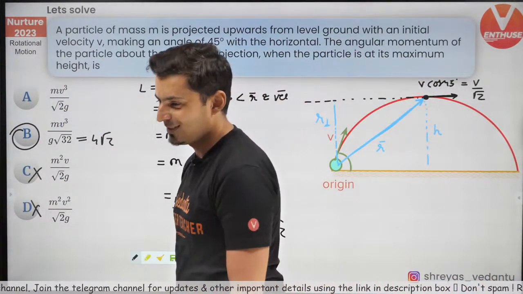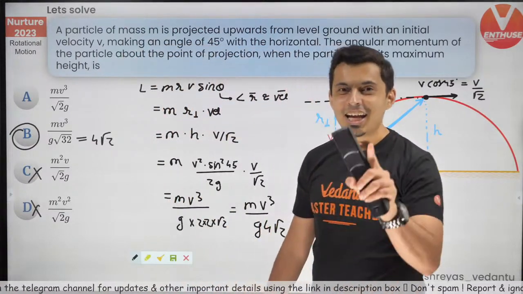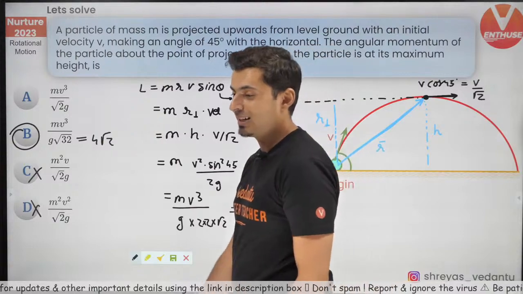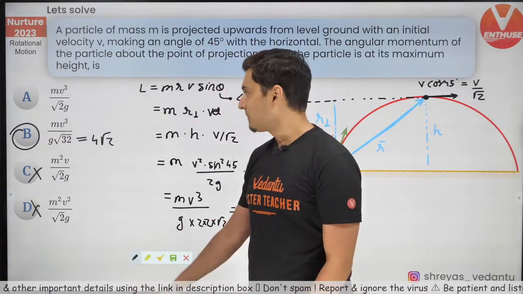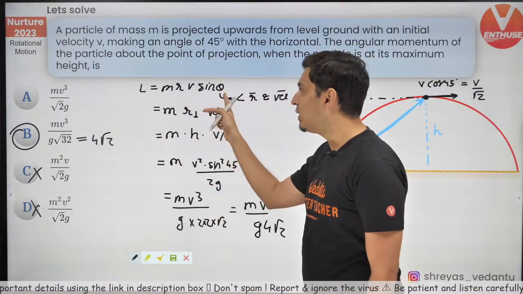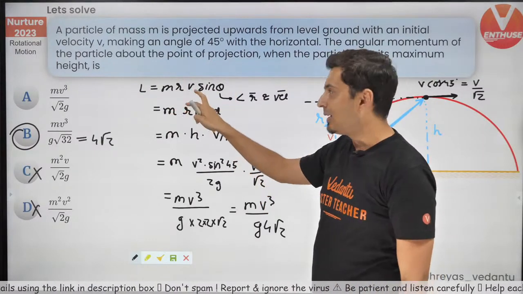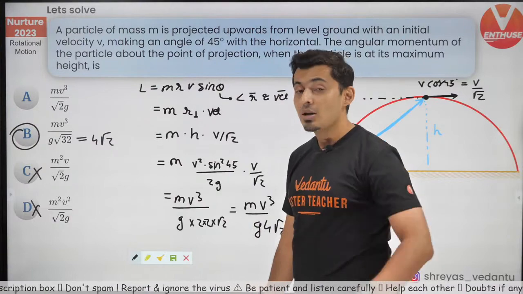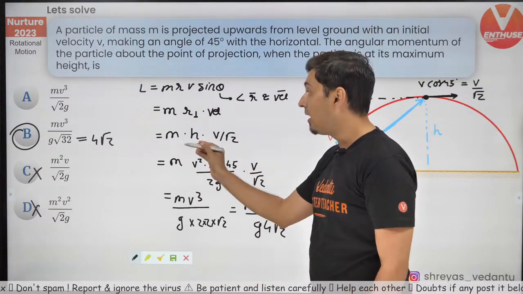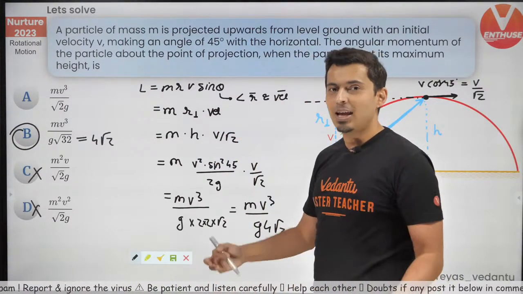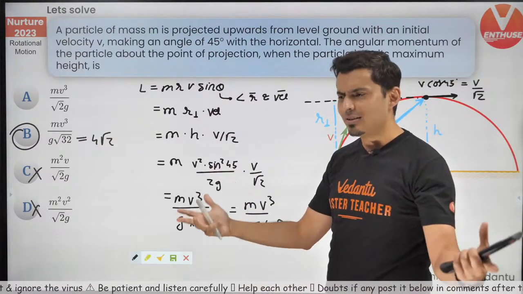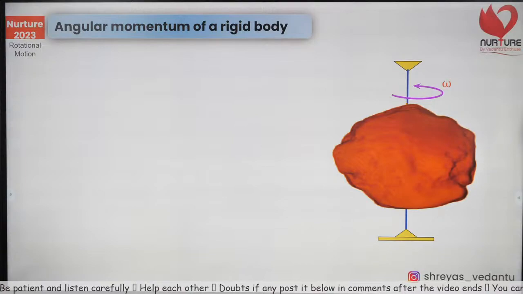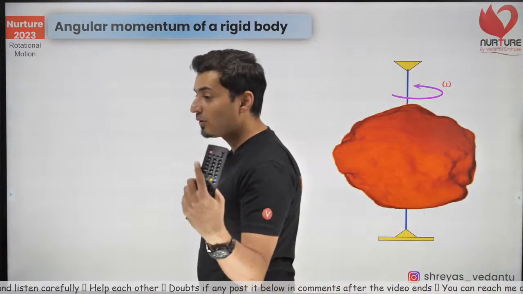What an amazing question. Projectile motion combined with angular momentum. And you now know how to find the angular momentum of particles, to beat any situation. The beauty of this problem is that I did not go by the original definition. I went with the modified definition, which is m r perpendicular into v. Sometimes you might have to use m r v perpendicular, sometimes m r perpendicular v. It depends from situation to situation. So that's option B. Now let's move to angular momentum of rigid bodies.